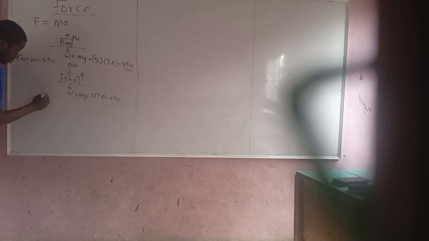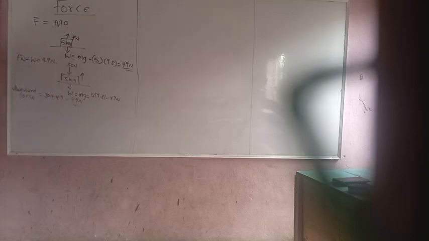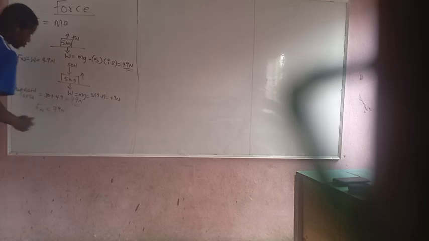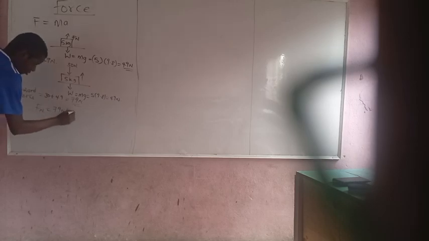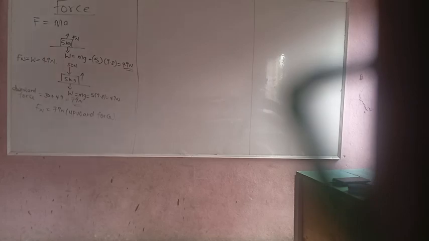Thirty plus 49, which gives us what? 79 Newton, right? So there's 79 Newton acting downward. So how many Newton will be acting upward to make sure everything is balanced? The normal force will be equal to 79 Newton. So that's the upward force. The upward force will be 79 Newton to balance the downward force acting on the body.